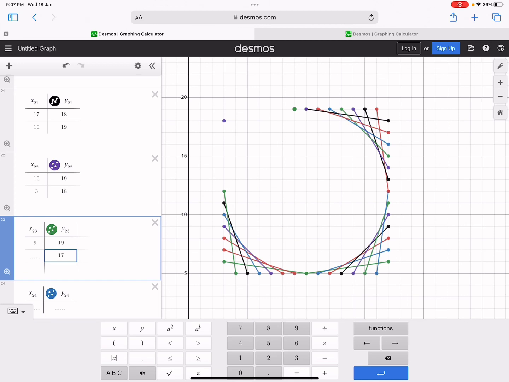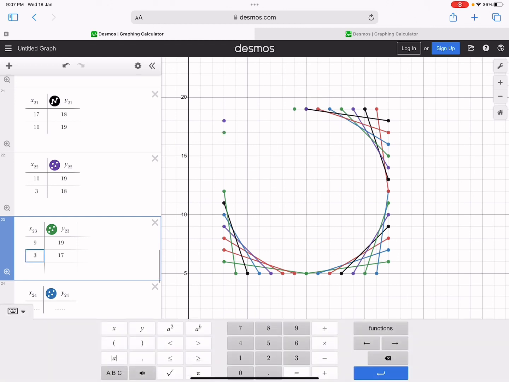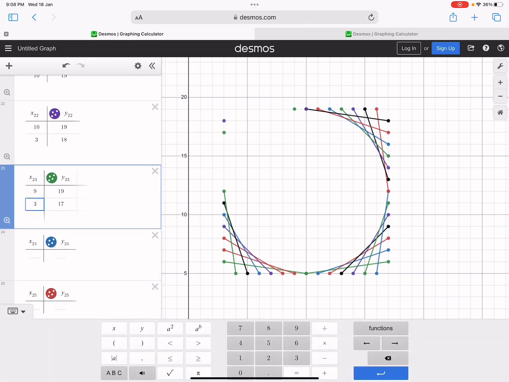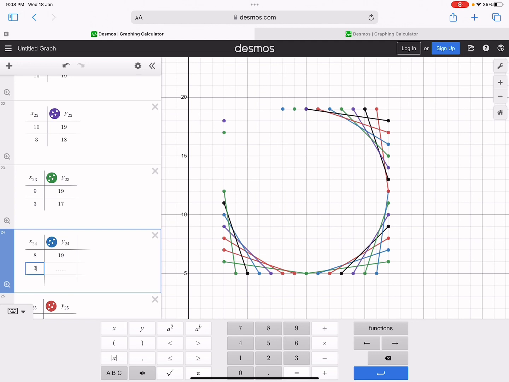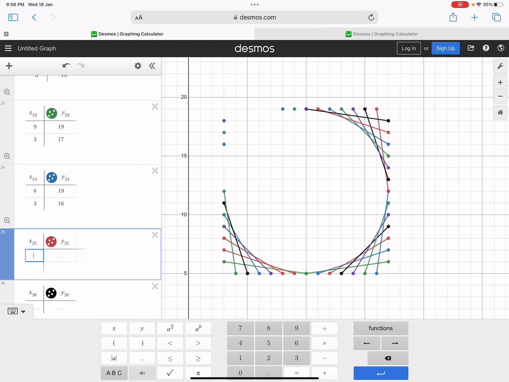And 3 stays the same. And now we can continue the pattern as we did in the sequence. We continue the pattern until we finish the fourth quarter. So here becomes 8, here becomes 19. 3 stays the same, and we decrease by 1. Decrease by 1, 19.